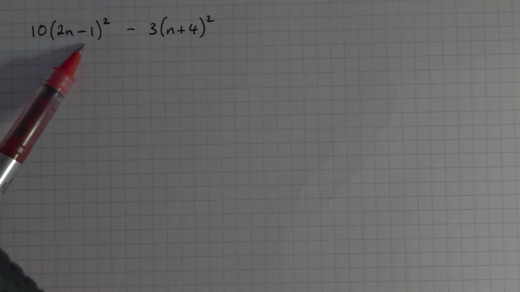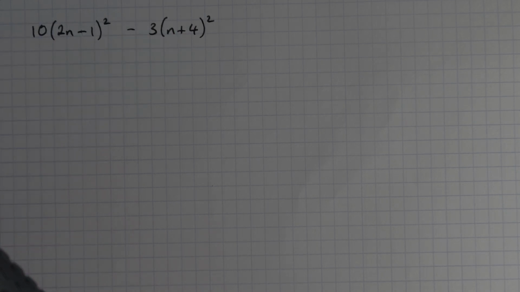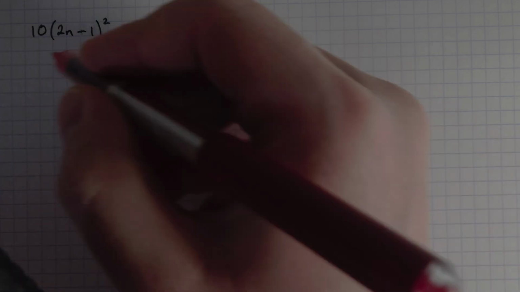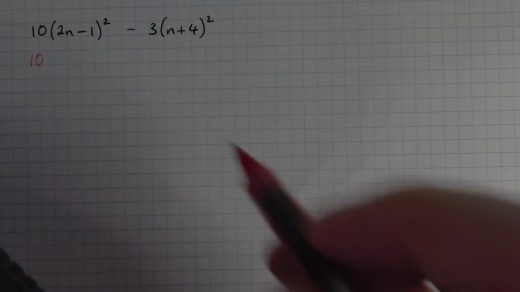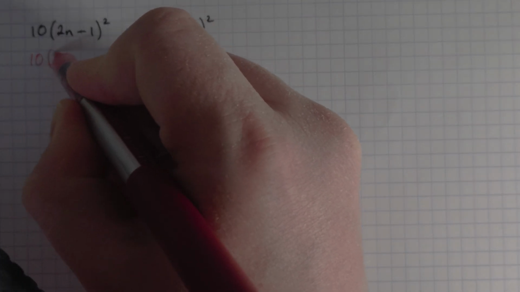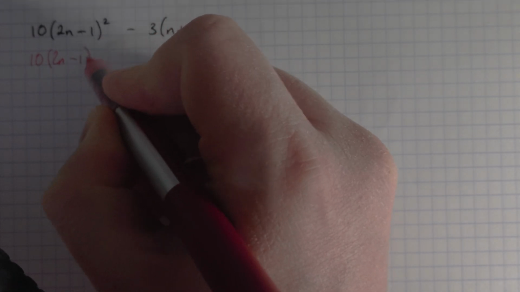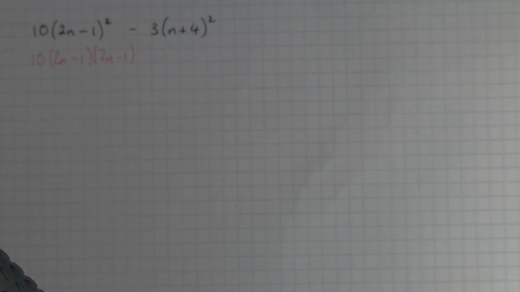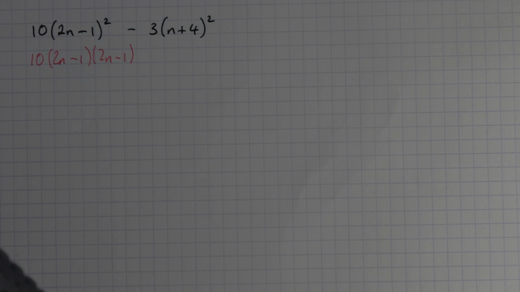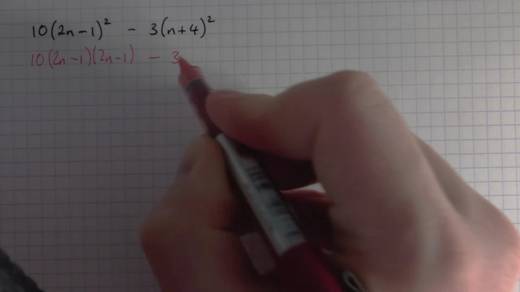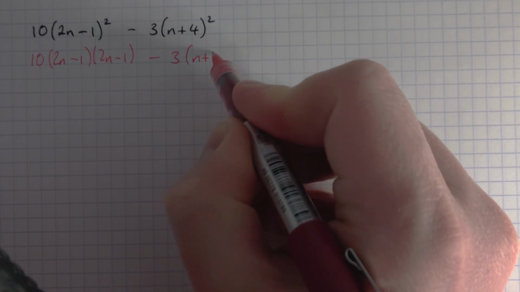Okay, last one then. This time I've got 10 lots of all of this squared, take away 3 lots of all of this squared. BIDMAS applies, the squaring must happen first. So I'm pretty much going to ignore this 10, and this is 2n minus 1 times 2n minus 1. So just interpreting the squared symbol as meaning times by itself. Then I'll need to take away 3 lots of all of this thing squared.